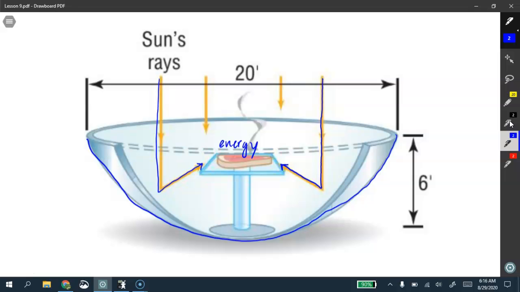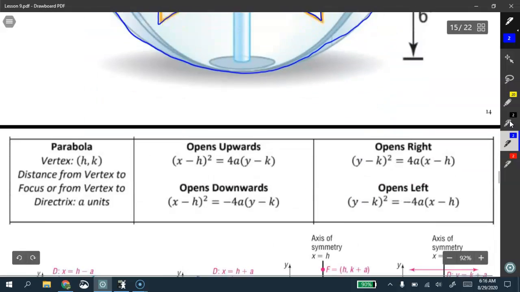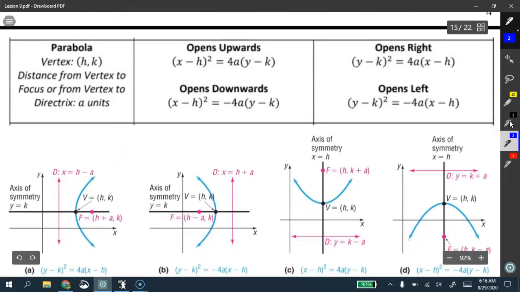Basically, this point right over here is called the focus. All of those rays of light, no matter how they bounce off, are always going to bounce off and head towards the focus. So anyways, let's go ahead and establish some formulas for parabolas and actually study them.